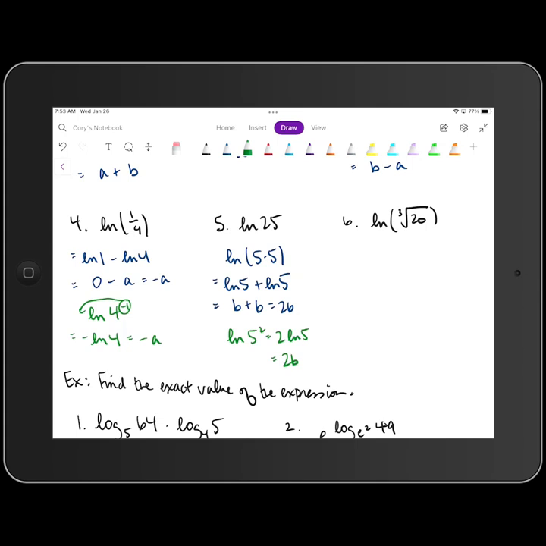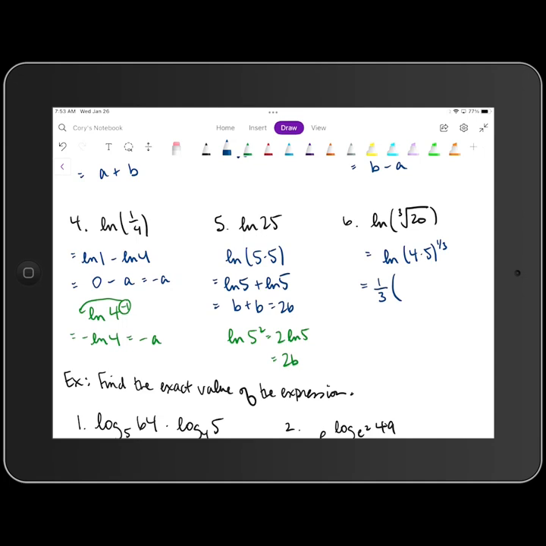All right, for number 6, we have the natural log of the cube root of 20. So I can rewrite this log expression here as the natural log of 4 times 5, and then taking the cube root of that is like raising that to the 1/3 power. So I'm going to take the exponent 1/3 and pull it out front as a factor.